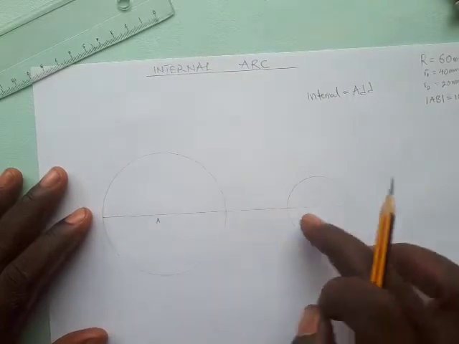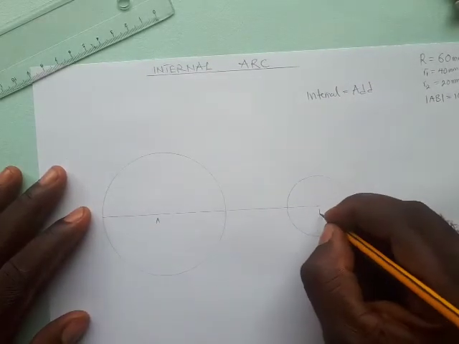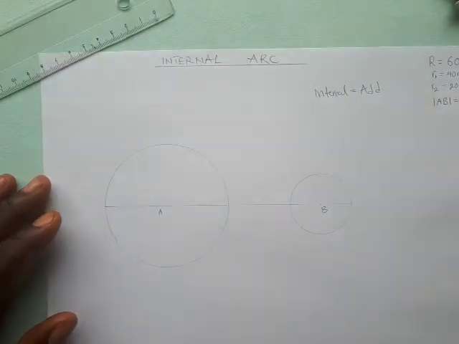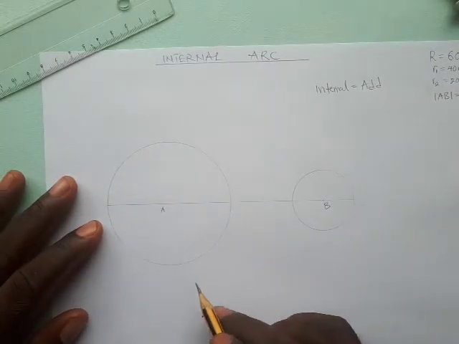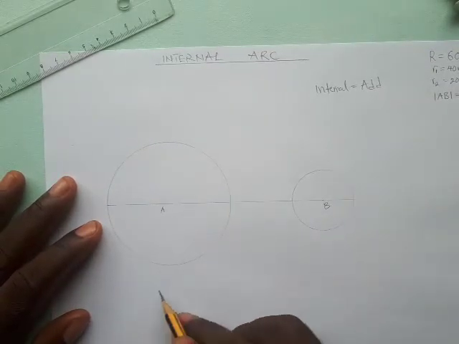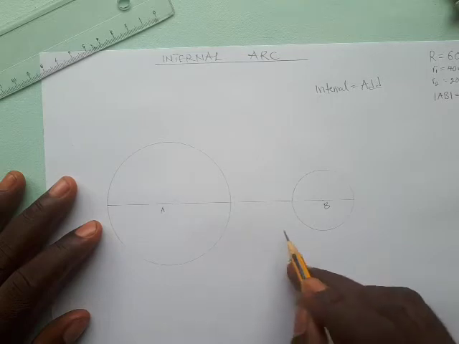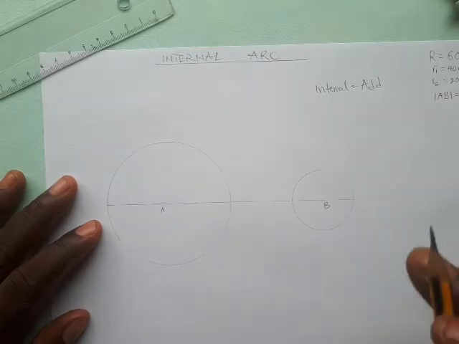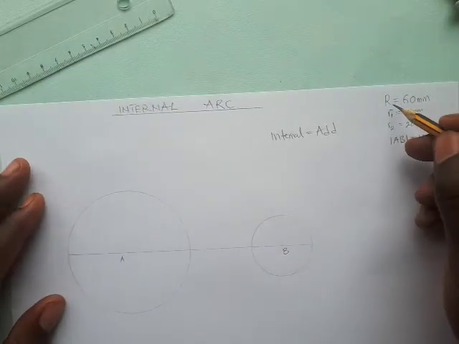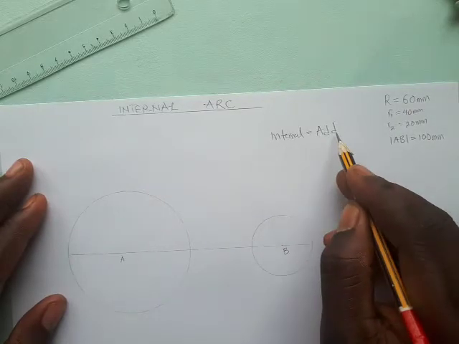I'm referring to circle A and circle B. This is center B, please. Now I want to draw an internal tangent to touch both circles. What am I going to do? I am going to add the radii.